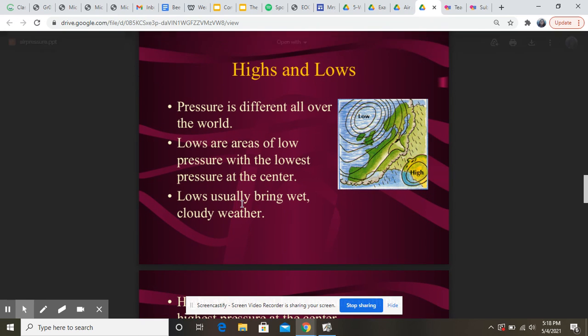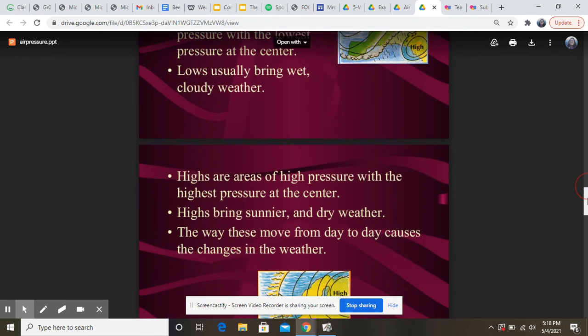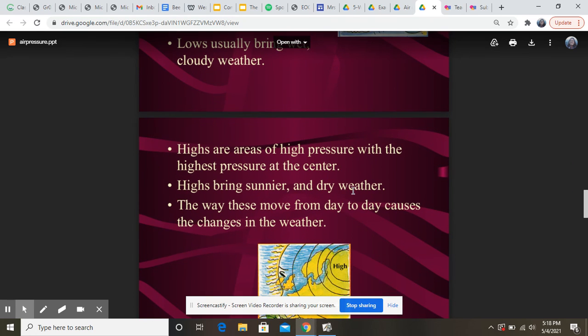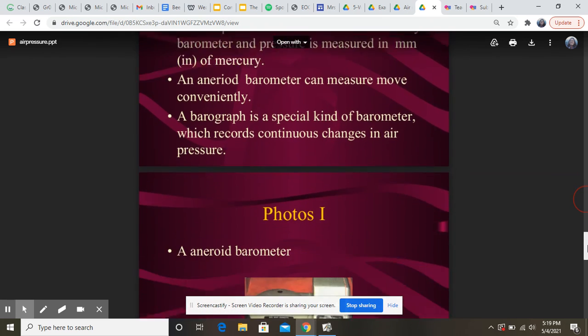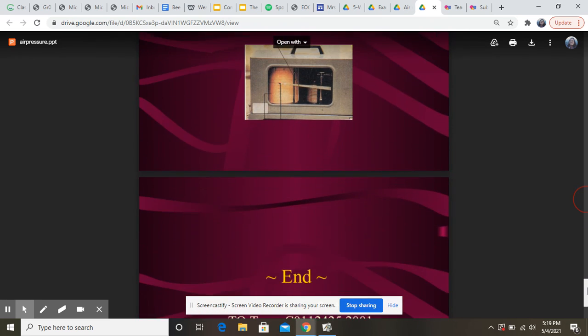When it is low pressure, you have wet and cloudy weather. So low pressure is lousy, bad weather. High pressure is happy weather, so sunnier and drier. So when you have a low pressure system, you have lousy, rainy, stormy weather. When you have a high pressure system, you have happy, sunny, dry weather. So that's an easy way to remember what happens with the different pressure systems. And again, there's the pictures.